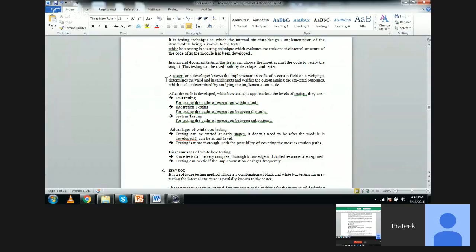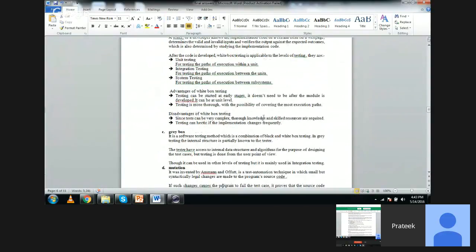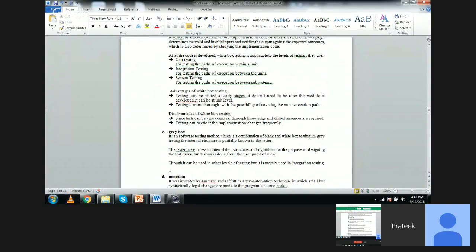So let me show you. A tester or a developer knows the implementation code of a certain field on a web page, determines the valid and invalid inputs, and verifies the output against the expected output. No, I'm talking about gray box. Okay, so you're saying I should write an example? Not an example as such, but the context. A little bit extra is needed, like for gray box and mutation. Should I explain more for gray box testing?